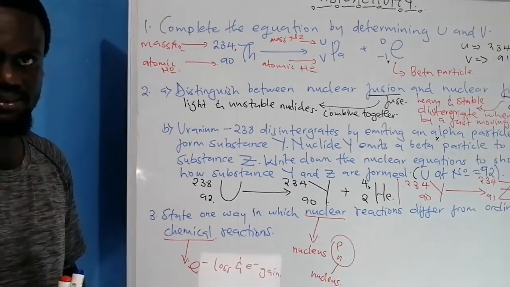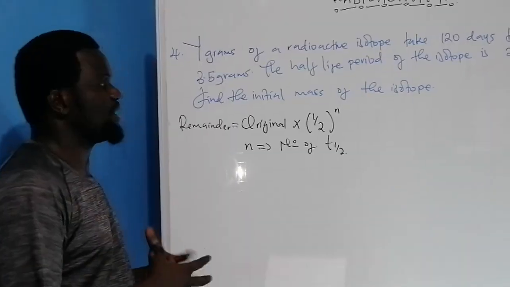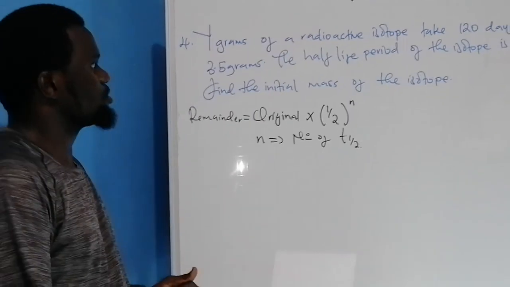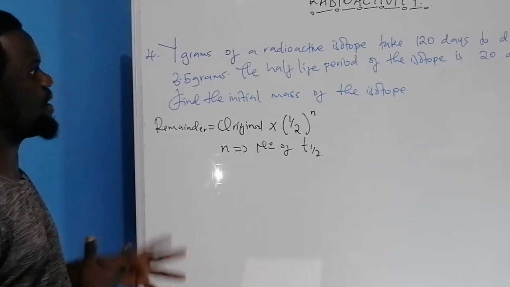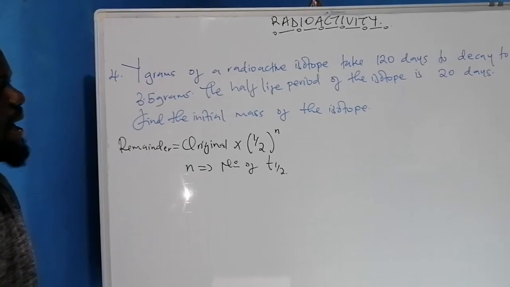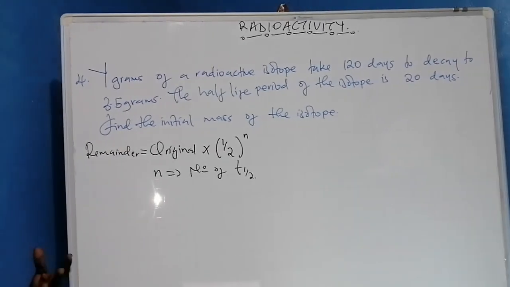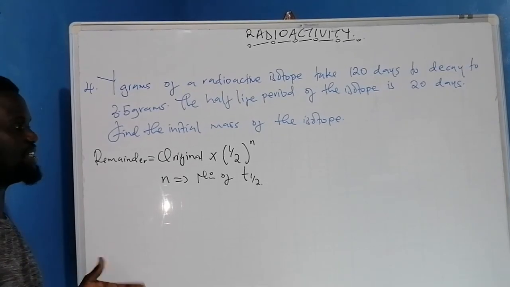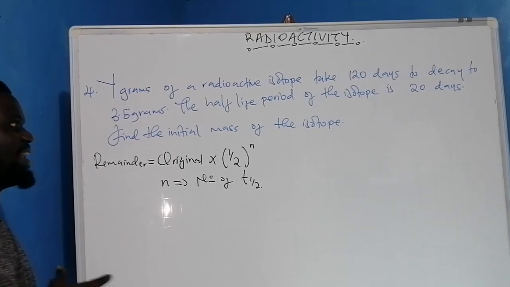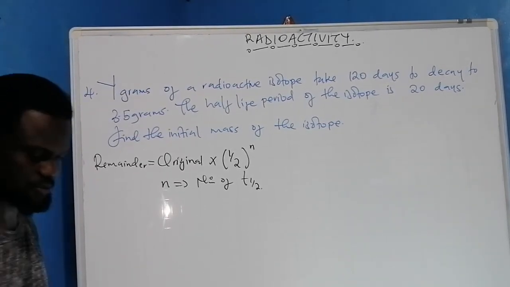Thank you very much. Let me write the next question. So this is our final question. We've been asked, y gram of a radioactive isotope takes 120 days to decay to 3.5 grams. The half-life period of the isotope is 20 days. Find the initial mass of the isotope.